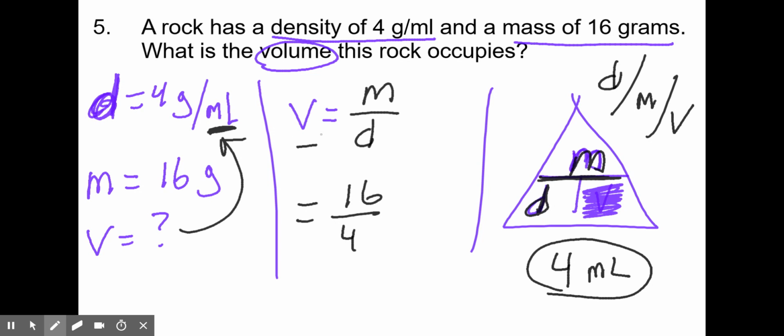So there are some problems on the back. There's a challenge problem there for you awesome people. And again, Mrs. Kunson can help you out.